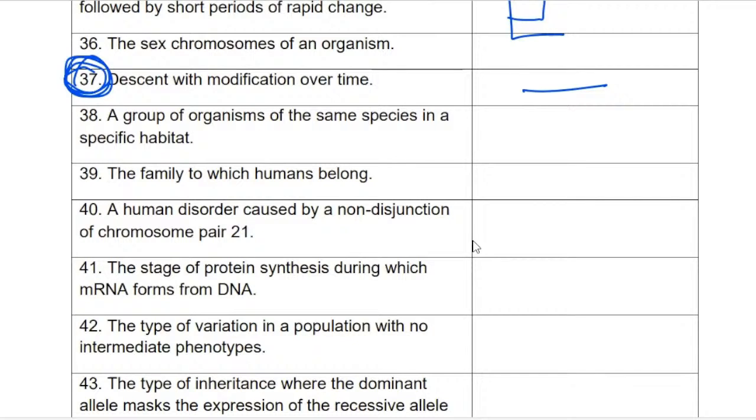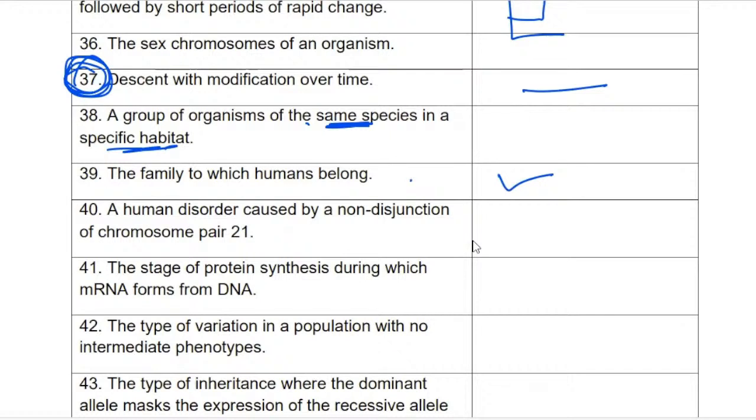A group of organisms of the same species in a specific habitat. Group of organisms, the same species, yes, but they live in a specific habitat, becomes a population. The family to which humans belong, hominidae, not Homo sapiens, hominidae. Human disorder caused by non-disjunction, Down syndrome.